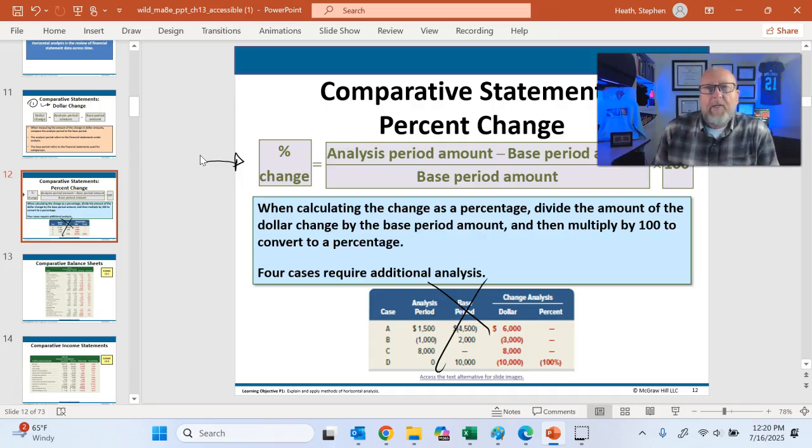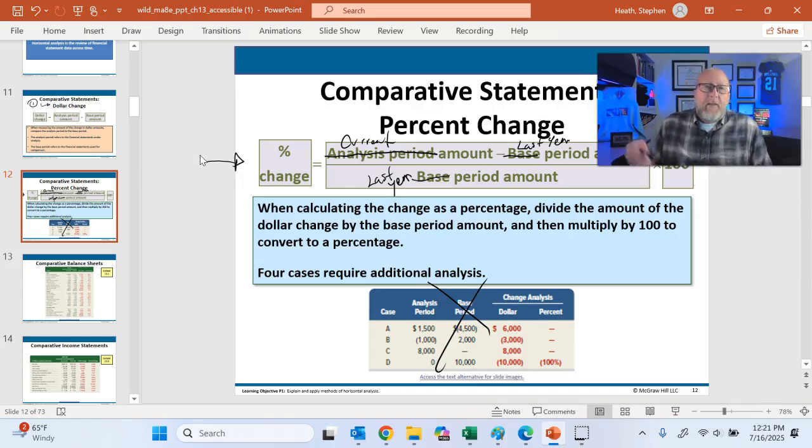Again, we can use that terminology, but we can change it to something that makes a little more sense. We could say, what's the current amount, the current period, relative to the base period? In the base period, we can say last year. So what's the difference between this year and last year? Then let's divide it by the last year amount. So let's look at the change from last year to this year, and then divide it by last year. And then we multiply it by 100 to turn it into a percentage.